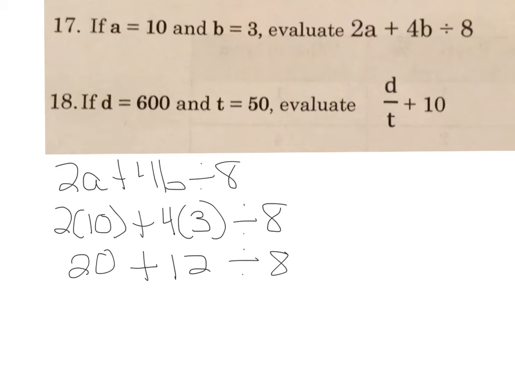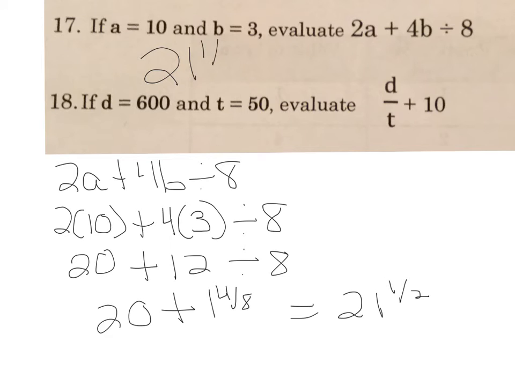Then you have to finish your order of operations. You'll get 20, plus then you have to do 12 divided by 8, which will go in there one time with 4 8ths left over, or 1/2. You add those two together, you'll get 21 and a half. Okay? So that would be 21 and a half for this problem.